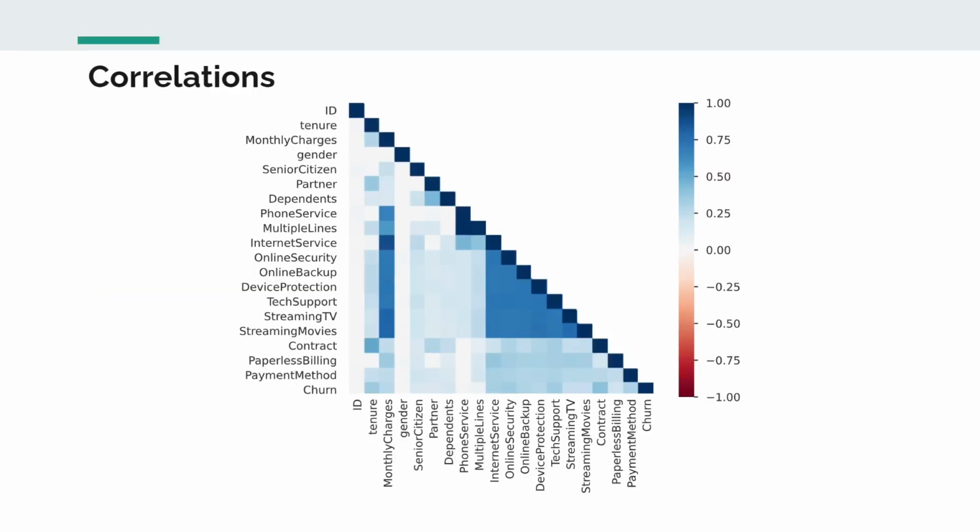Now it's time to go over correlation analysis. The data frame has multicollinearity, which is represented with the darker blue. Monthly charges is highly correlated with multiple services. The fiber optic internet service is the most expensive one. Moreover, all the services are correlated among each other. For instance, we have streaming TV and streaming movies.